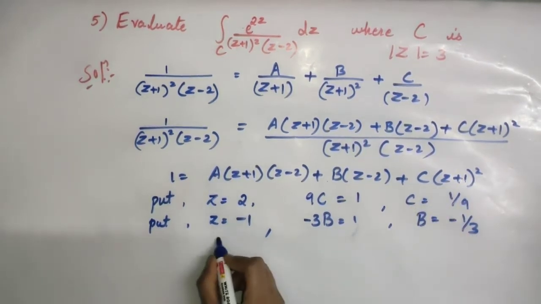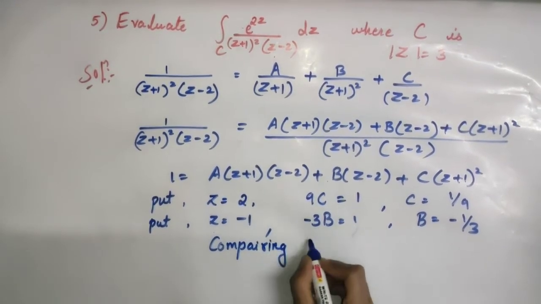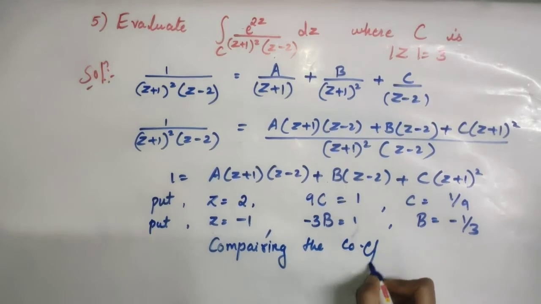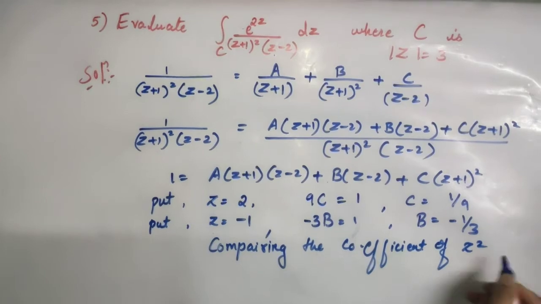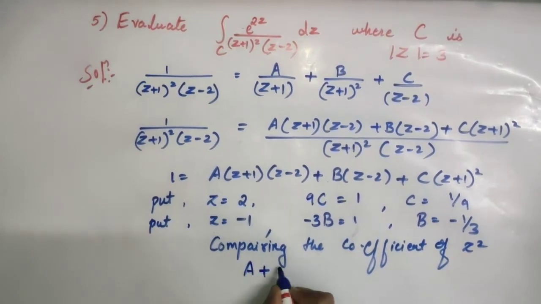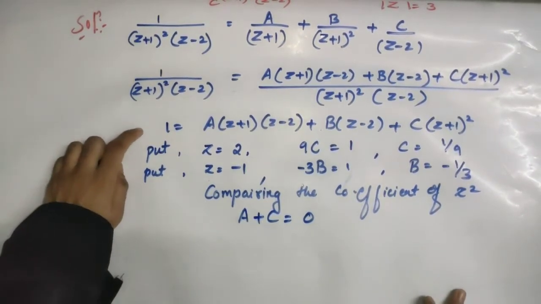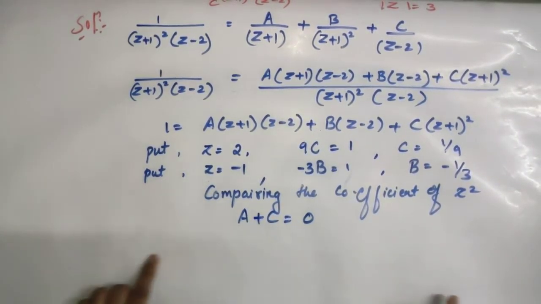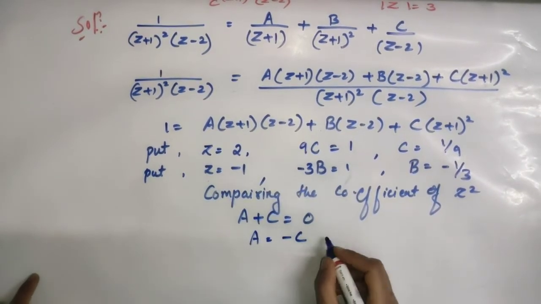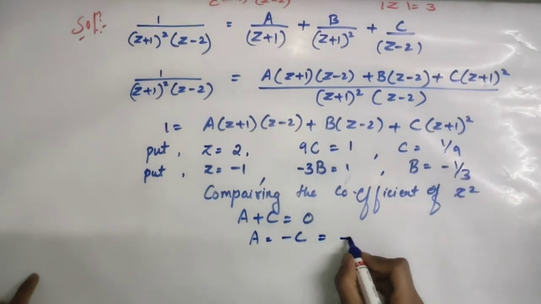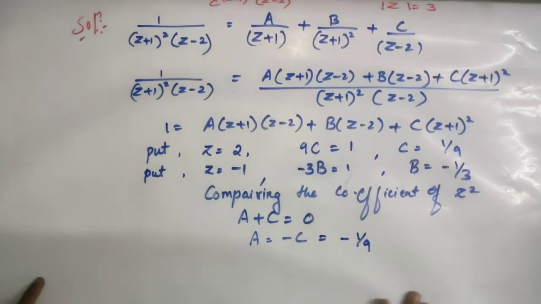So comparing the coefficient of z square, you get a plus c equals 0. You see that there is no z square on the left hand side, so directly you can equate it to 0, and a will be equal to minus c. You have already found the value for c, which is 1 by 9. So minus c gives you minus 1 by 9, which is the value for a. Hence you have found all the values.